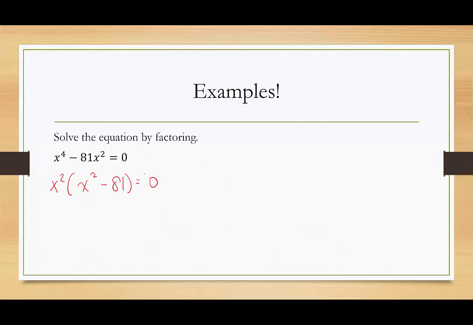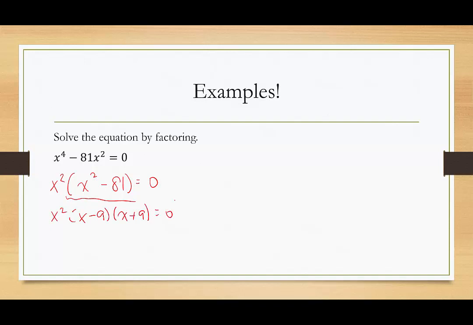Now, it's up to you if you want to set each one equal to 0 now, or you might look at this and recognize that it's a difference of squares. So you might want to go ahead and factor again. This will factor into x minus 9 times x plus 9 is equal to 0.